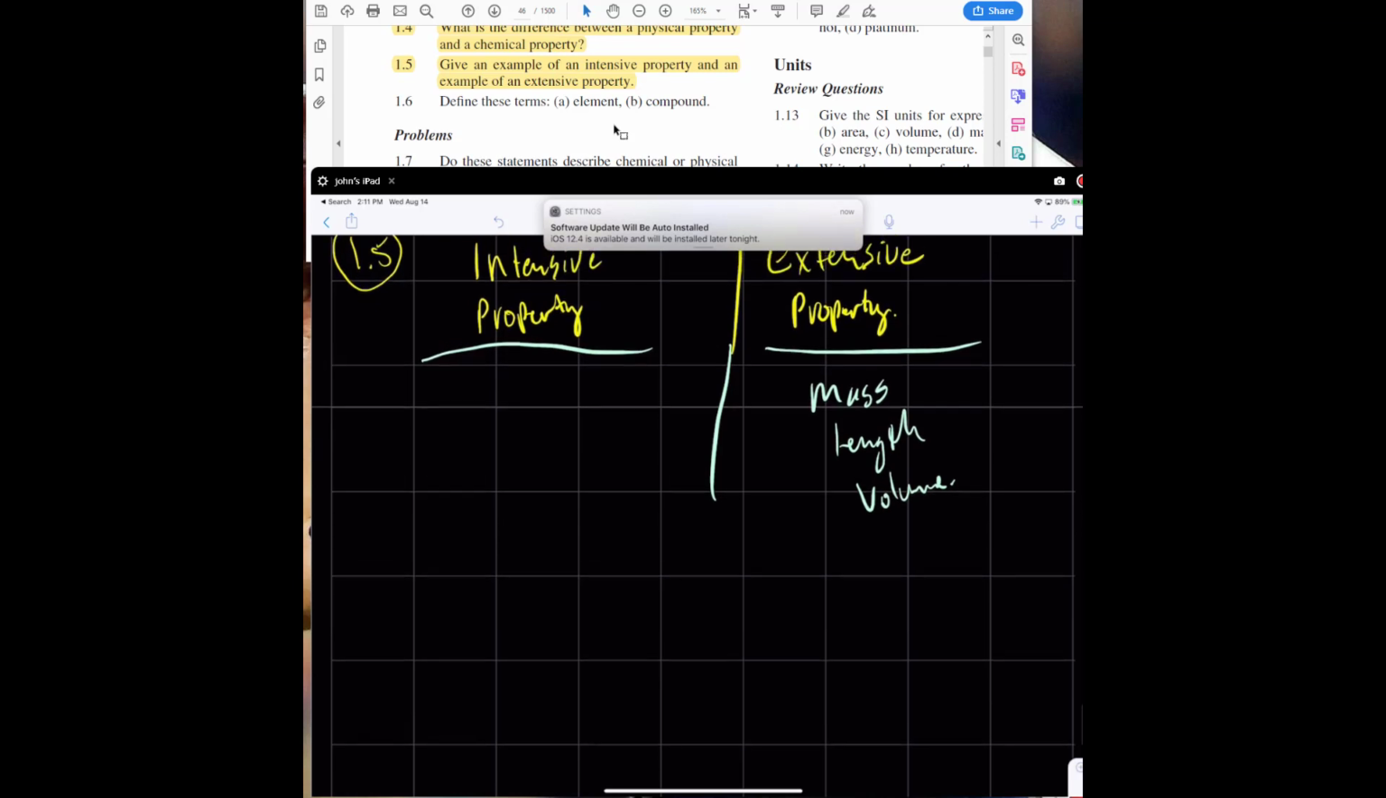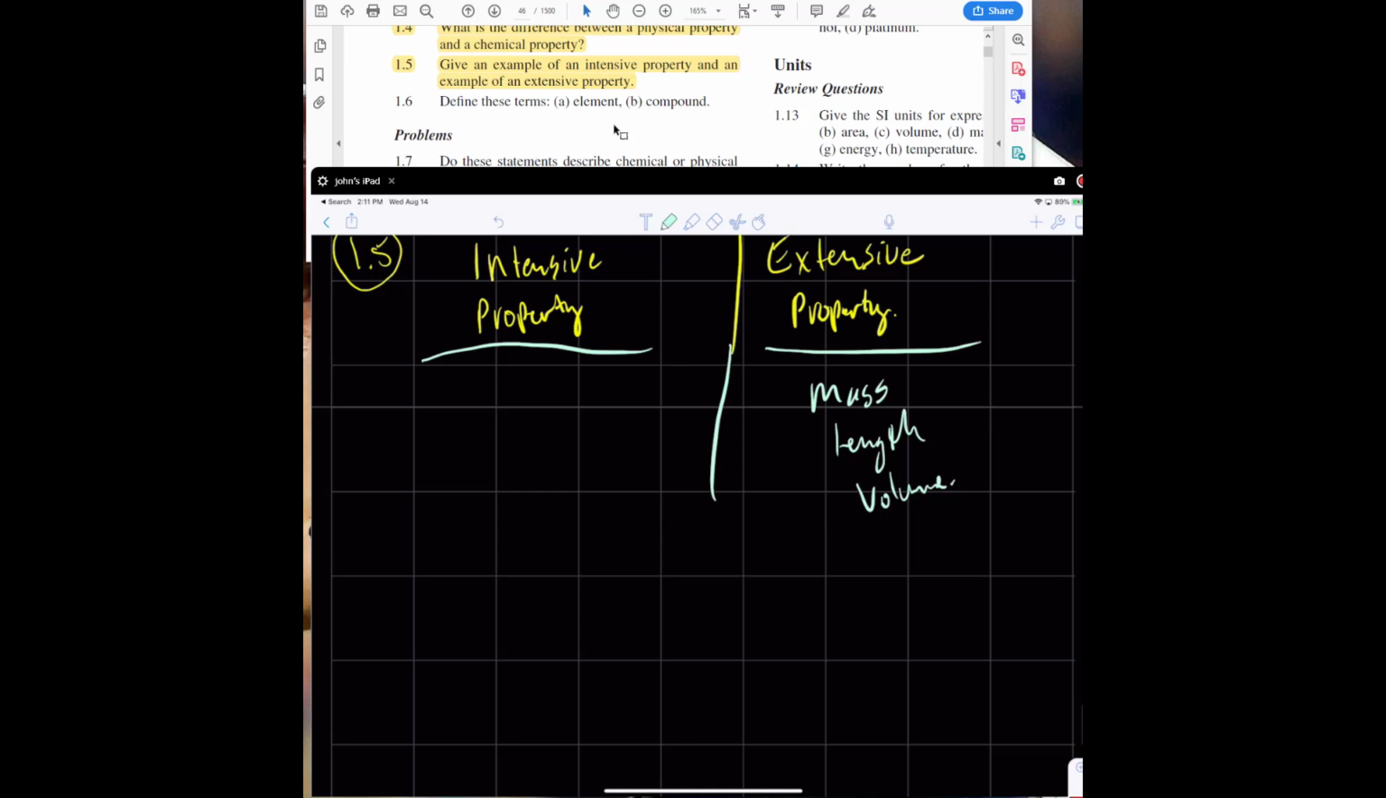Okay? Whereas more matter means more mass. Values of the same extensive property can be added together. For example, 2 copper pennies have a combined mass that is the sum of the masses of each penny, and the total volume occupied by the water in 2 beakers is the sum of the volumes of the water in each of the beakers.